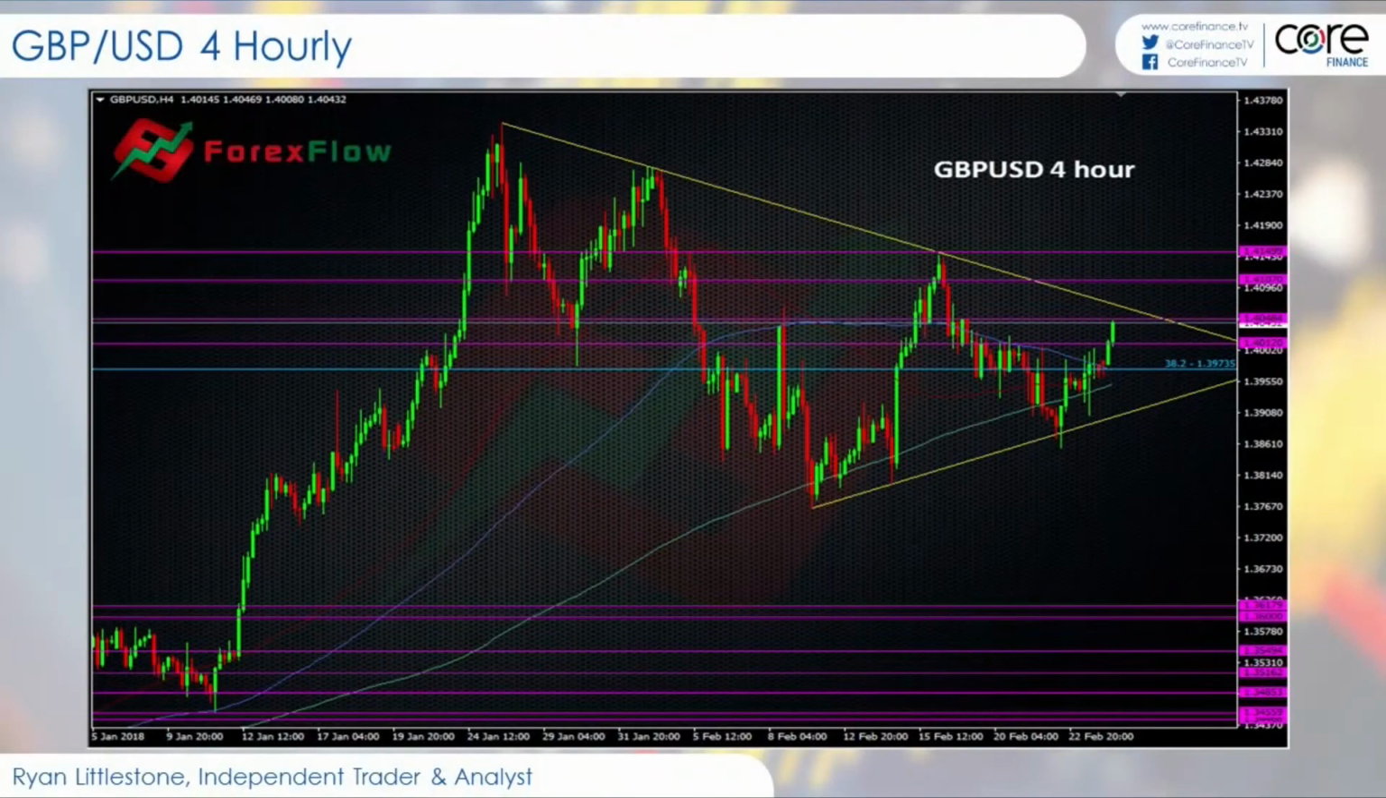Understood. Okay, well, let's move on to the cable chart, the Great British Pound against the US dollar. We're looking at the 4-hour chart, going into what looks like a triangle consolidation. I guess we're waiting for the breakout. Yeah, or the breakdown, depends which way Brexit goes. You can never be sure.